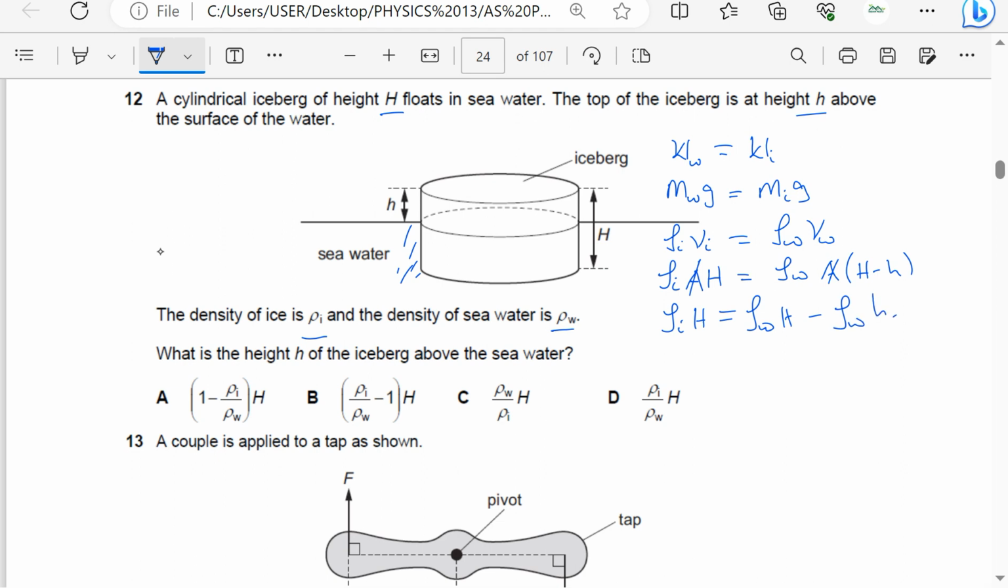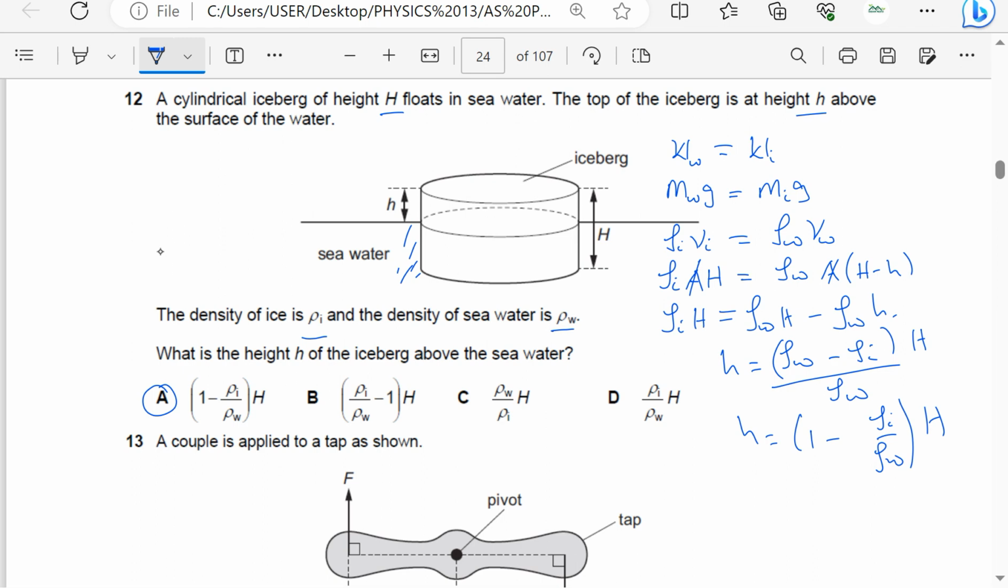So I want to make small h the subject. Making small h the subject, I will have density of water minus density of iceberg, into brackets, capital H divided by the density of the water. As a mathematician, you should be able to do that. If you divide through, h is going to be rho W divided by rho W, that is 1 minus density of the iceberg over density of water, then this is times H. So our answer is going to be A.